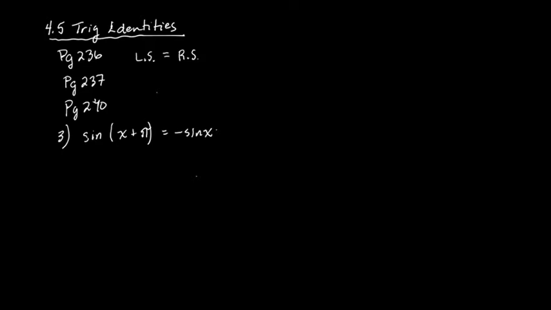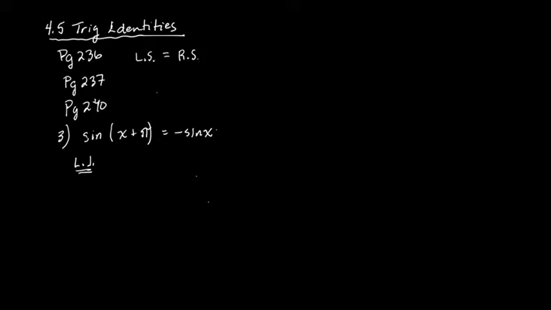Sine of (x plus pi) is equal to negative sine x. Notice on the right-hand side of this equation, there's nothing you can really do with it. You can't turn sine x into anything else. I guess you could turn it into 1 over cosecant x because that's its reciprocal, but you wouldn't want to do that. On the left-hand side, we have a compound angle formula: sine of (x plus pi). So I'm going to work with the left-hand side, and I'm going to try to change it into something that looks like negative sine x.